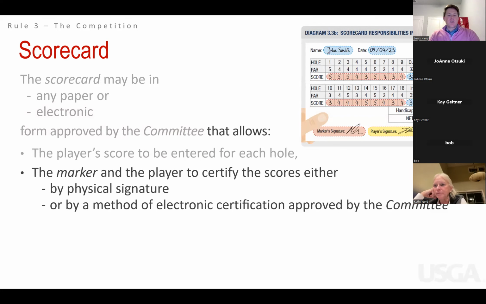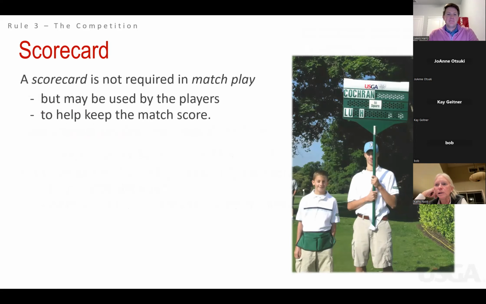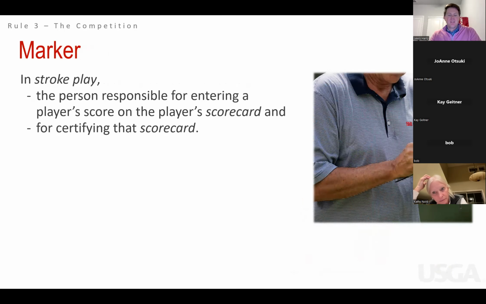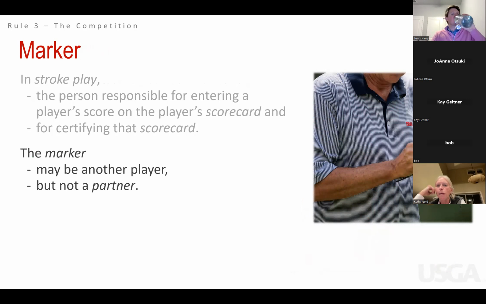You have to be able to enter each score for each hole. You have to be able to certify the scores by physical signature or some sort of electronic certification. Not required in match play, like I just mentioned, but it might be used to help players keep score in the match. Let me see our definition of marker: the person responsible for entering that player's score on the scorecard and also certifying that scorecard once the round is over.